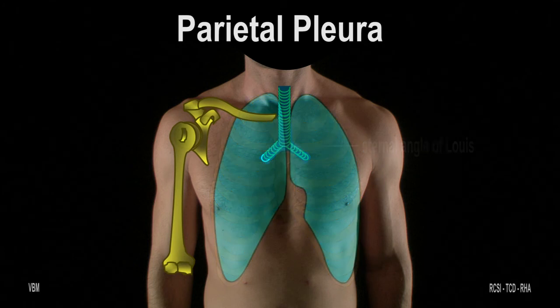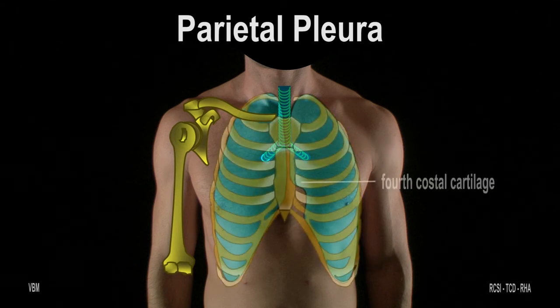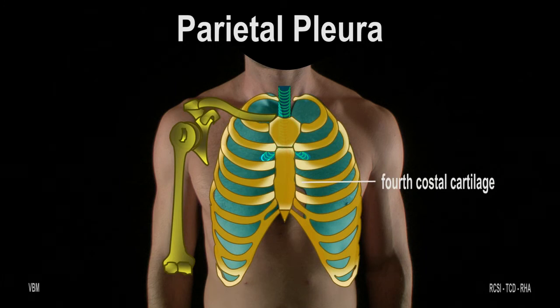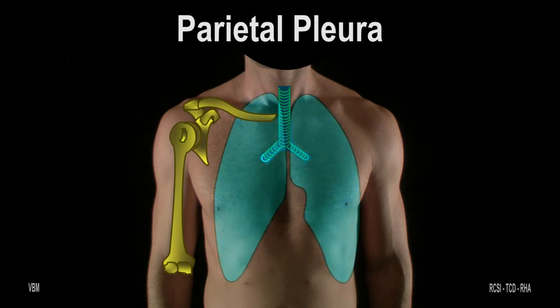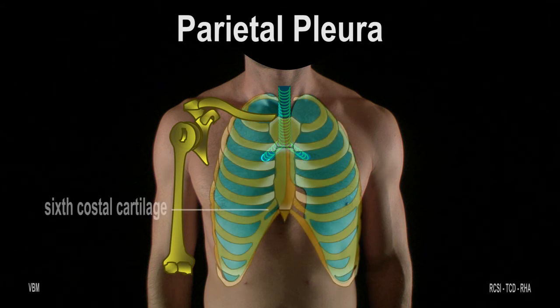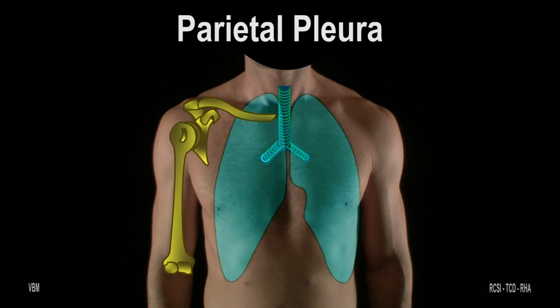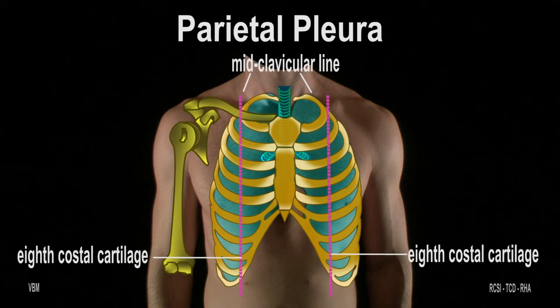The left border of the parietal pleura moves away from the midline at the 4th costal cartilage. The right border of the parietal pleura moves away from the midline at the 6th costal cartilage. Both the left and the right parietal pleura cross the midclavicular line at the 8th costal cartilage.